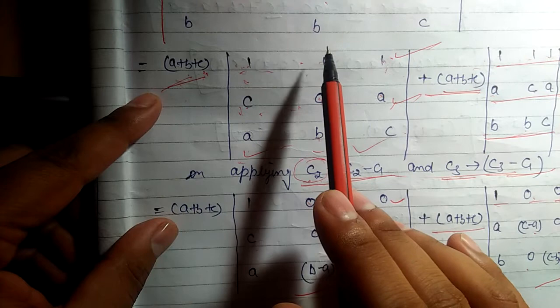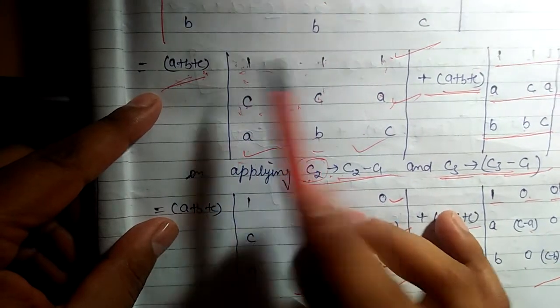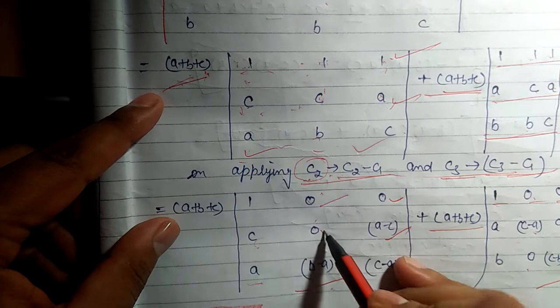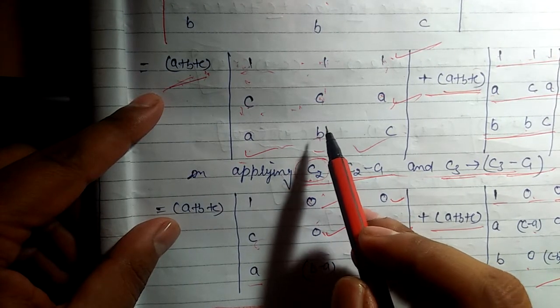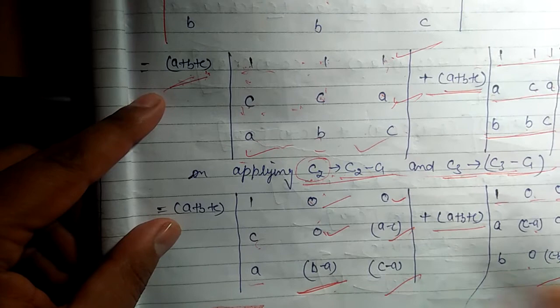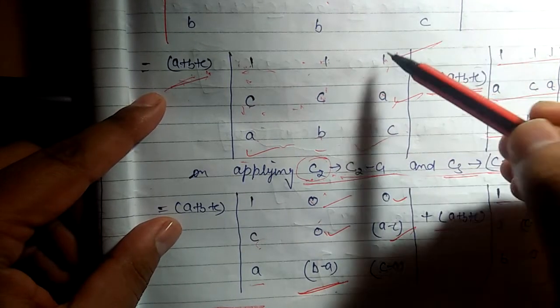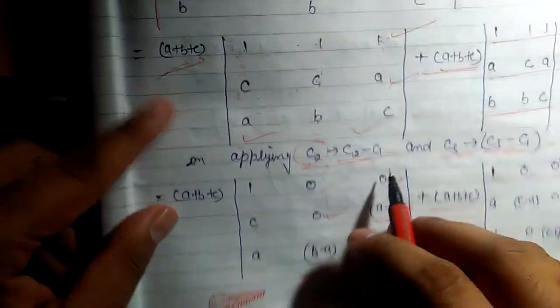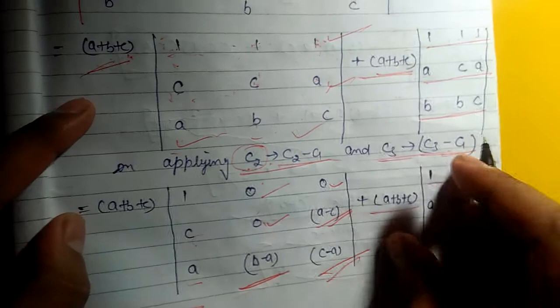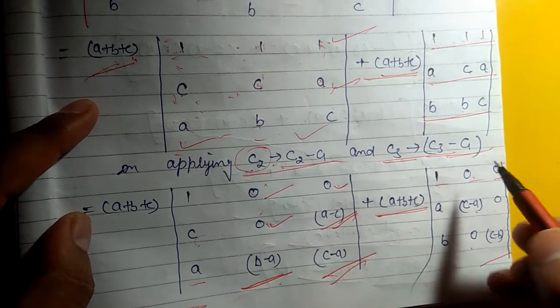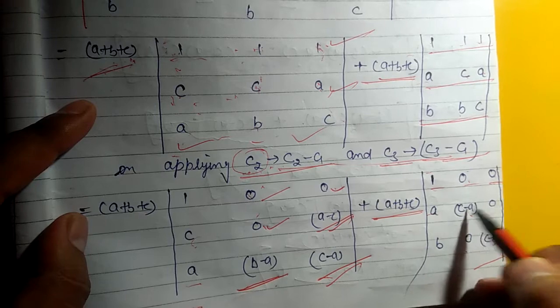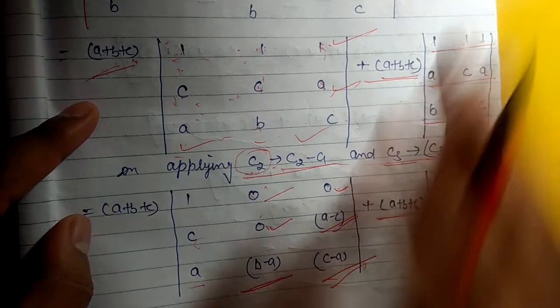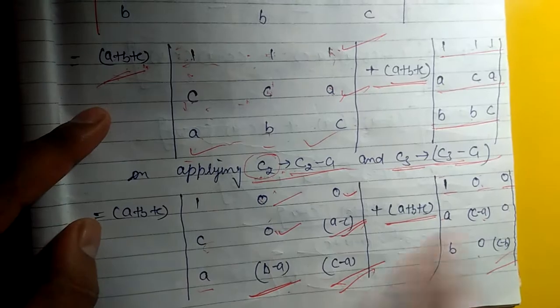From C2 we subtract C1, so C2 minus C1: you will get 0, c minus c gives 0, and b minus a. After applying C3 minus C1 you will get 1 minus 1 equals 0, a minus c, and c minus a. Here you can take out the common a plus b plus c, then you will get 1, 0, 0, c, c minus a, 0, b, 0, c minus b. You have become very familiar with this type of question, so I am not explaining in detail.